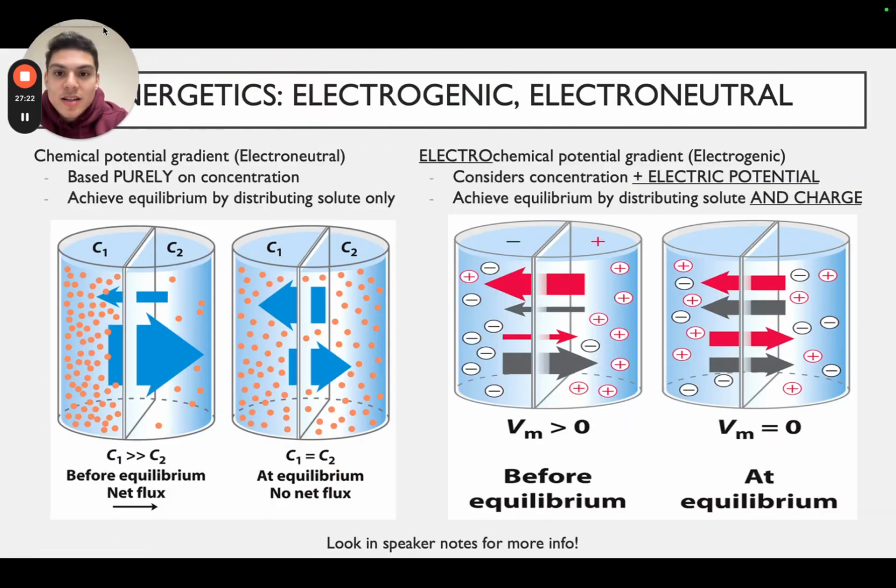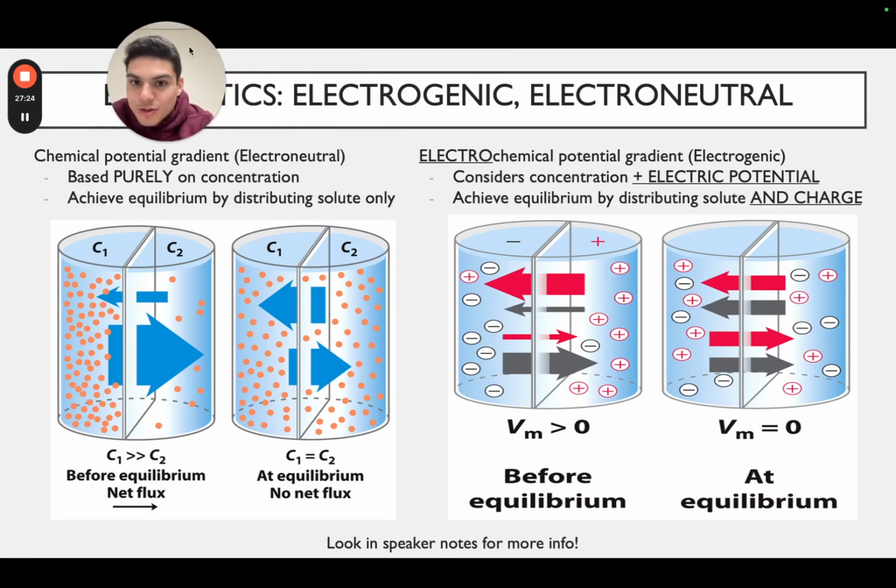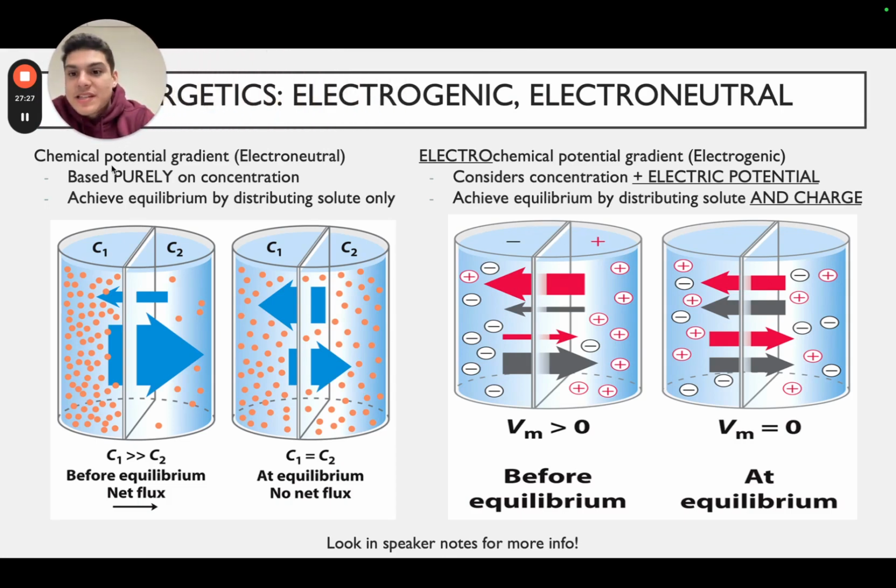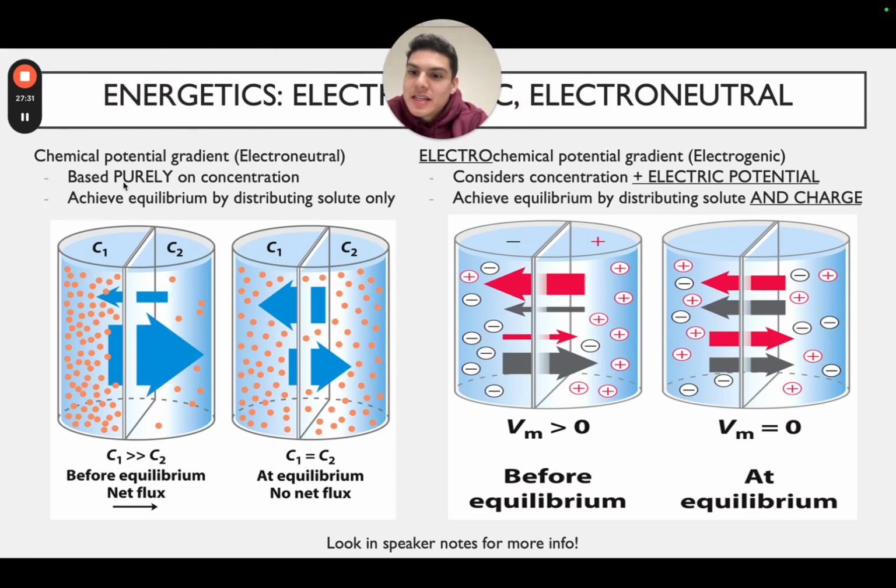And then I wanted to talk about electrogenic and electroneutral. When we say electroneutral, we're talking about just a chemical potential gradient, meaning that in this left diagram, we're only concerned with concentration gradients. This is very easy. This we can understand intuitively. If we have high concentration to low concentration, we're going to shift it so that it equilibrates on both sides, that the water is going to shift, right?